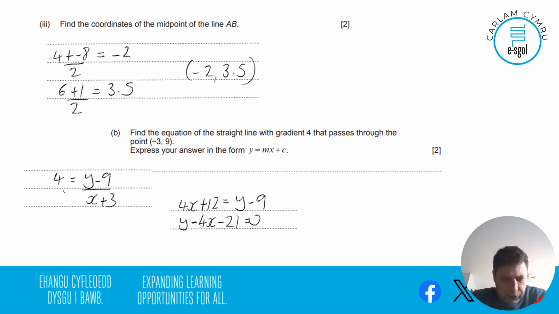I'm trying to get it all on the same side. So I get y minus 4x minus 21 equals 0, but then I've just looked at the question again, and it needs to be in the format y equals. So there's nothing particularly difficult about these last 3 lines here I've written. It's just to be aware they've got to be in the correct format.